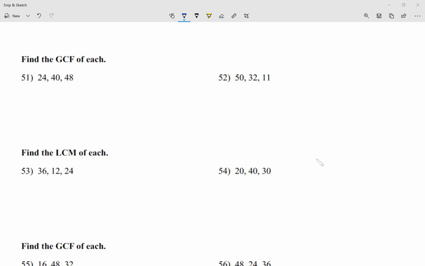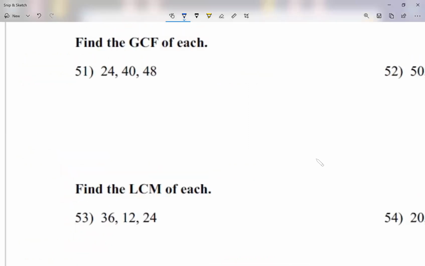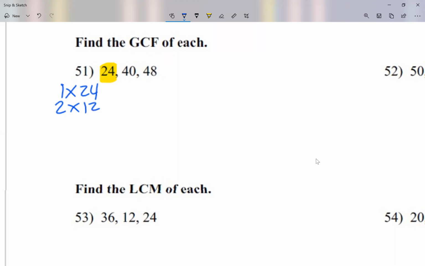Okay, so question number 51, I have three terms. First of all, let me find the factors of each. We said before the factors are the numbers that multiplied will give me a product. So in this case, my first number is 24. I want to find out what are all the multiplications that are equal to 24. So I'm going to say 1 times 24, then 2 times 12, 3 times 8.